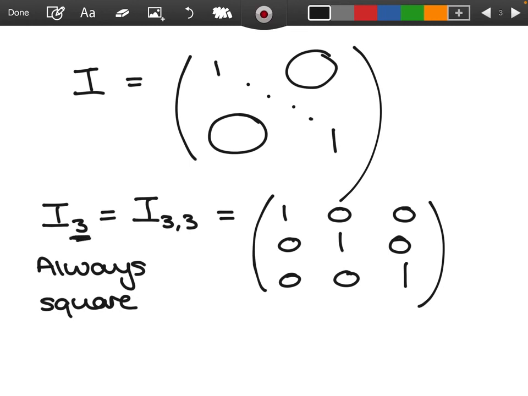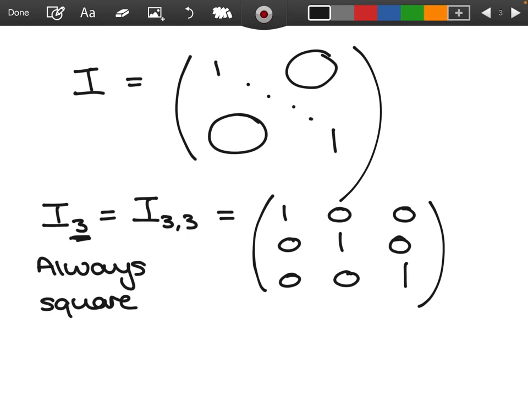You tend to find that they will tell you how big the matrix is with this little subscript here. Sometimes they don't, and you have to figure it out from the problem, or they tell you it's a 3 by 3 identity matrix, etc. But it will always be square with 1s on the diagonal and zeros on the off diagonal.